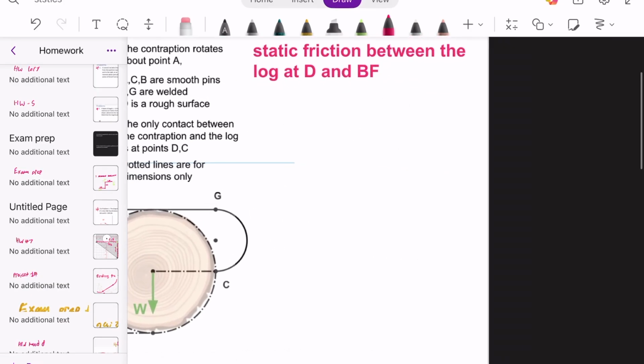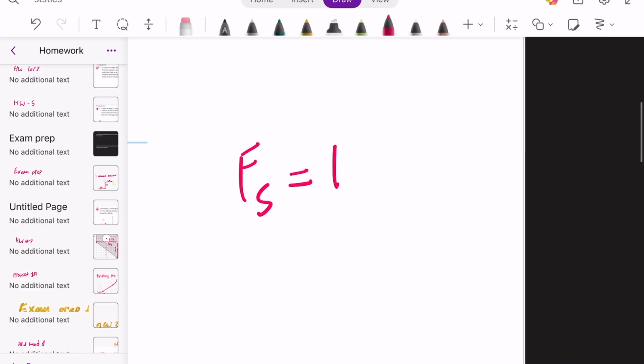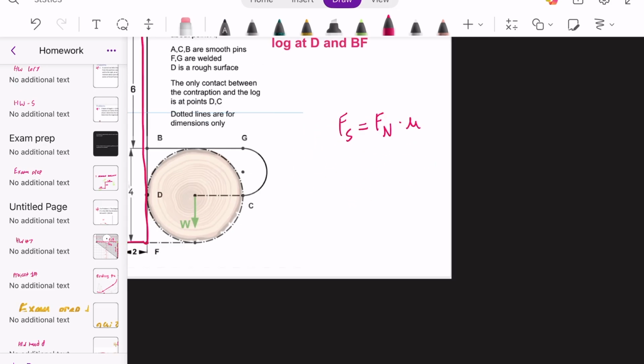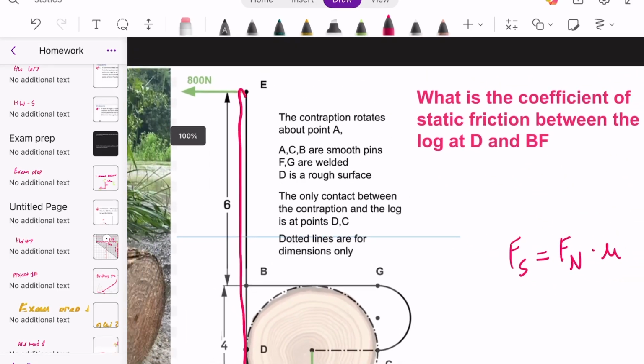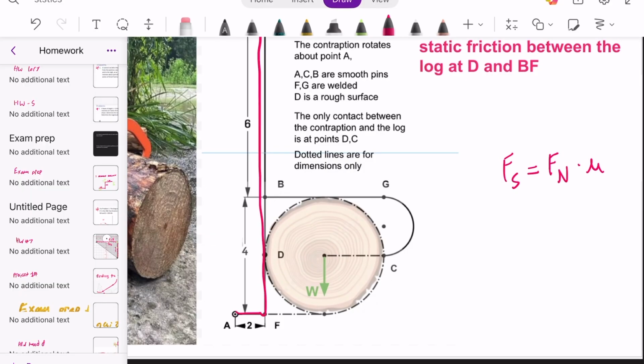The equation we're going to use to find the coefficient of static friction is static friction equals the force normal times the coefficient of static friction. So we're going to be looking for the force normal. A bit more information before we keep going. The contraption rotates about point A. A, C, and B are smooth pins. F and G are welded, and D is a rough surface.